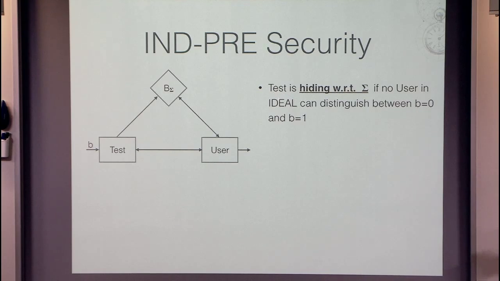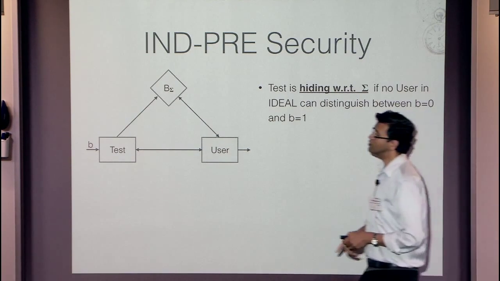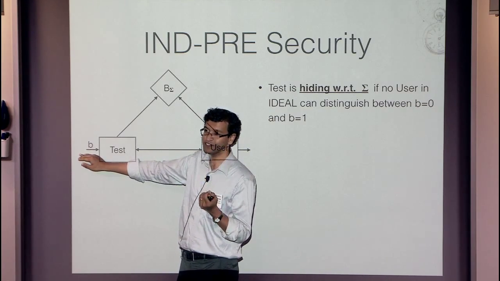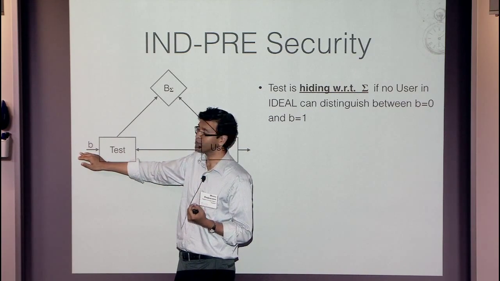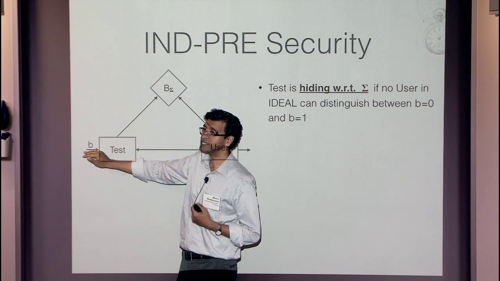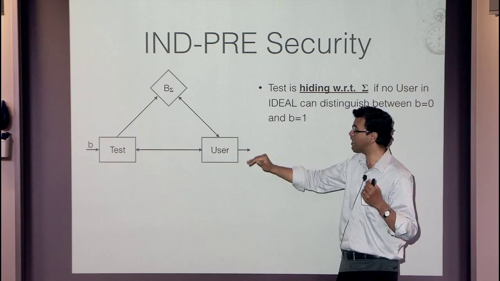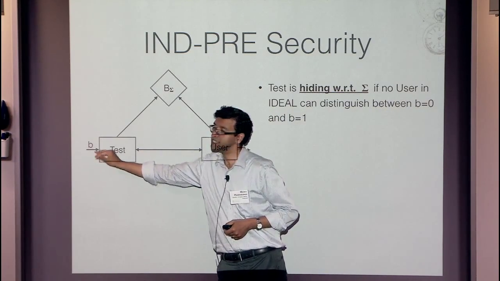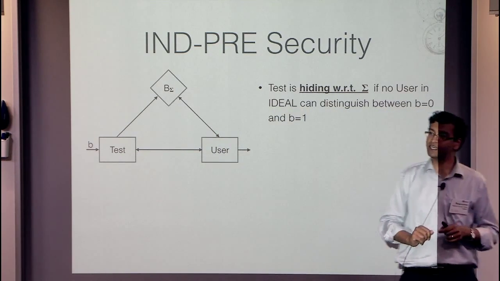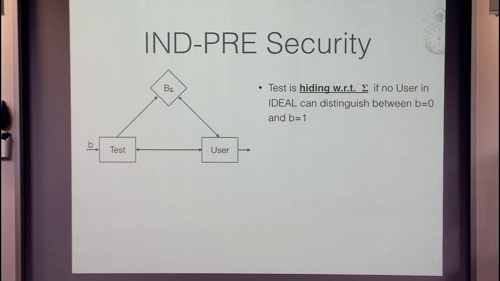I'll say that a test is hiding with respect to a schema sigma if no user in the ideal world can distinguish whether the test gets bit b equal to 0 or b equal to 1. The test gets a bit as an input, and the user outputs a bit b prime, which is essentially independent of b. If that is the case for every user, then we say that the test is hiding in this ideal world. It's just a definition.